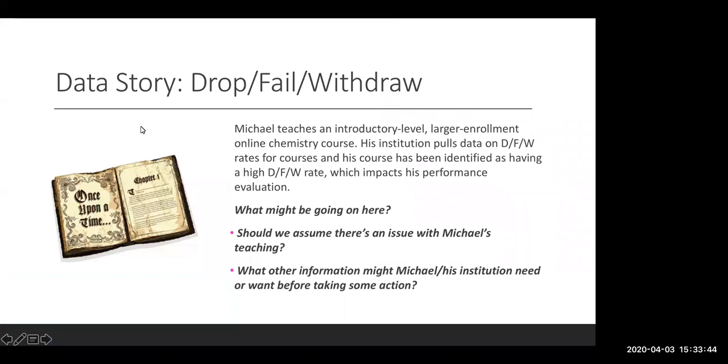So this is a little scenario, and then I want you all to think about what might be going on here and type some responses there in the chat window. So we have Michael, and he teaches an introductory level larger enrollment online chemistry course. His institution pulls data on drop, fail, withdrawal rates for his course, and his course has been identified as having a high DFW rate, which impacts his performance evaluation. So what do you think might be going on here? Should we just assume that there's an issue with Michael and Michael's teaching? Or what other information might this faculty or his institution need or want before taking some action? Go ahead and take a minute and type some of your ideas there in the chat.